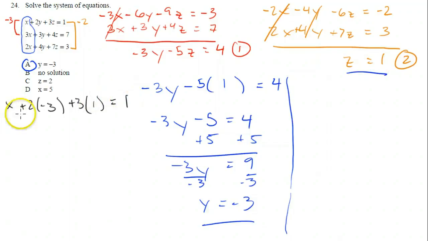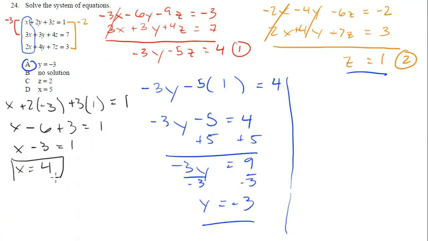And now we just solve for x. So let's simplify this a little. Minus 6 plus 3 is equal to 1. That's minus 3. And if I add 3 to both sides, I get 4. And so none of these other ones are there except for y equals 3, so that's our answer.